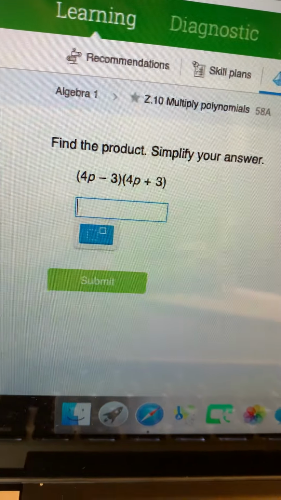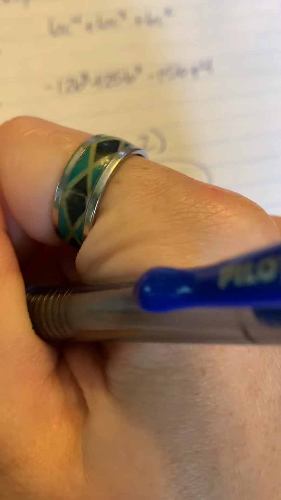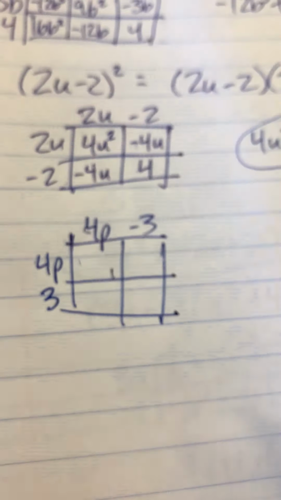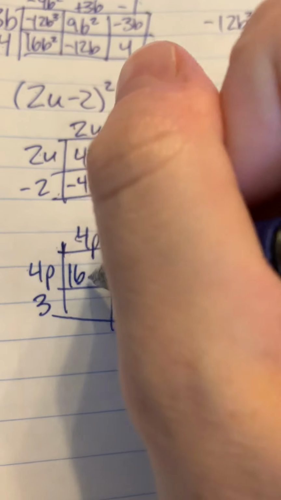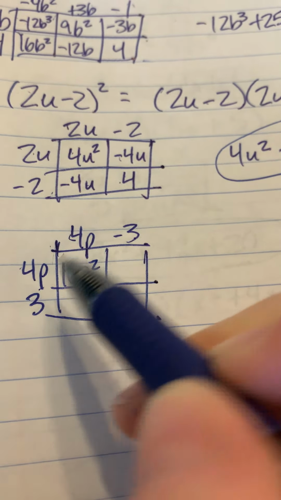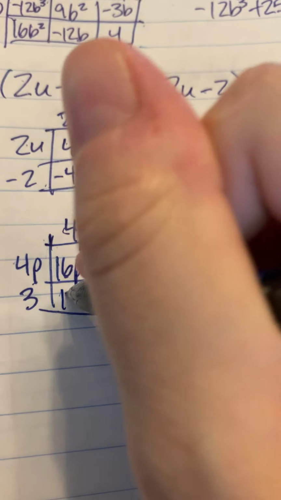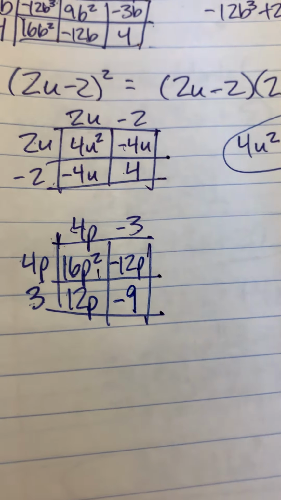In this next problem, there are two terms by two terms. So we need a 2 by 2 box. It was 4p minus 3 and 4p plus 3. 4p times 4p gives us 16p squared. Negative 3 times 4p is negative 12p. 4p times 3 is 12p. Negative 3 times 3 is negative 9.